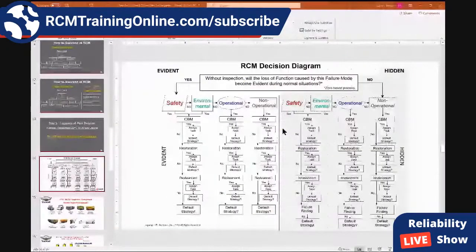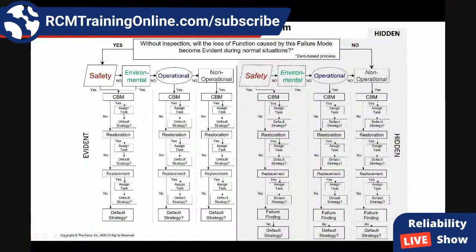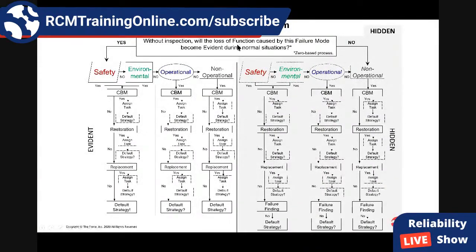Okay, so this is the equivalent of our funnel, our RCM decision diagram. So we take each failure mode through it. We identify if it's evident or hidden. Hidden is like for protective devices, like smoke detectors or pressure relief valves. We're not going to get that deep today. So let's talk about the evident side, right?